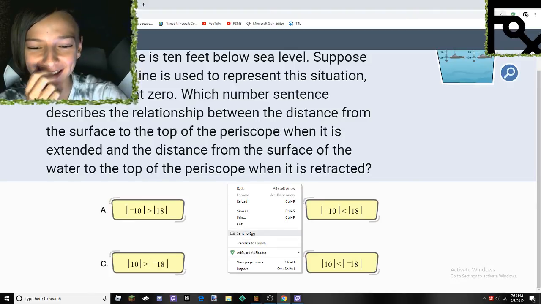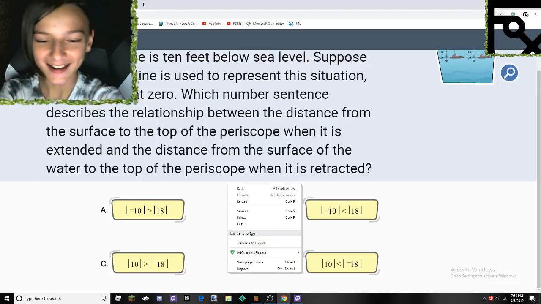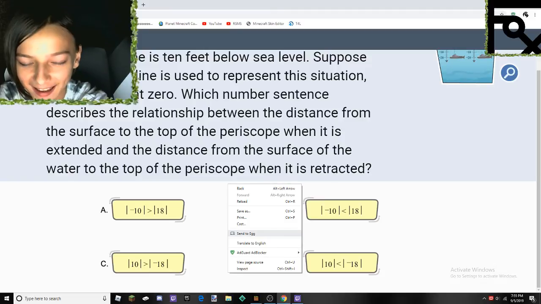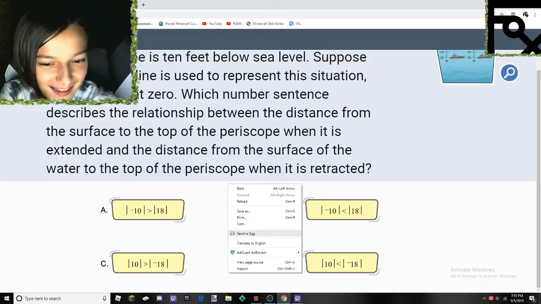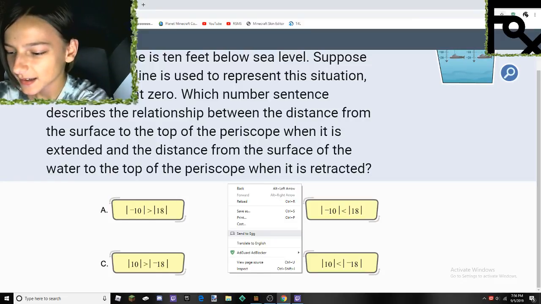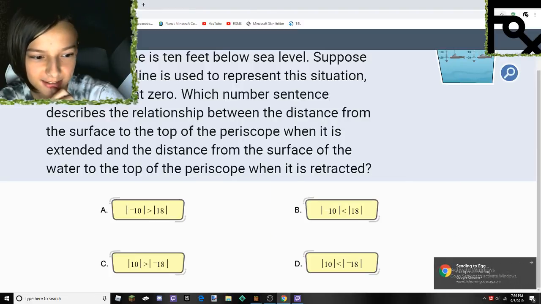Send to egg. Caden, I accidentally clicked right click and it says send to egg. Caden, it says send to egg. It says send to egg, Caden. Help. Caden, why does it say send to egg? I'm gonna send it to egg. Sending to egg.